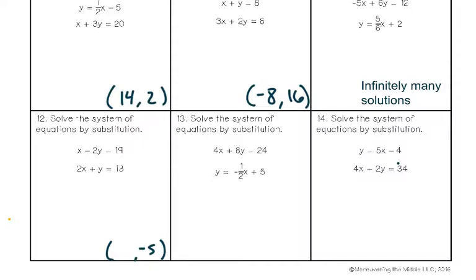So I'm going to plug in a y of negative 5 into this first equation. This is what that looks like. Negative 2 times negative 5 is a positive 10, and that equals 19. 9 plus 10 equals 19. So 9 is my x value, and (9, -5) is my solution to this system of equations.